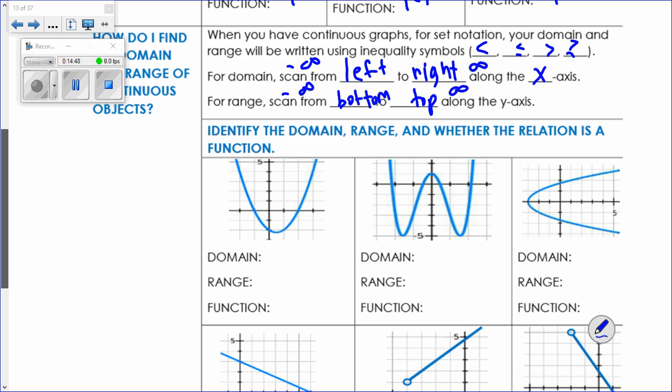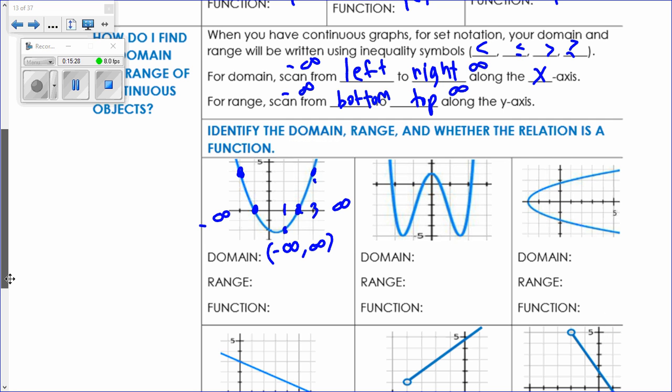Now, first of all, if we're scanning from left to right, we're going to start at 0. Here's the next value. Here's the next value. And it's going more and more left, so it's going to negative infinity this direction. And then here's an x value on this graph. Here's another x value. Here's another, and it's getting more and more positive, because this is 1, this is 2, this is 3. It's going towards positive infinity. So my domain is negative infinity going to positive infinity. And we use parentheses around infinities.